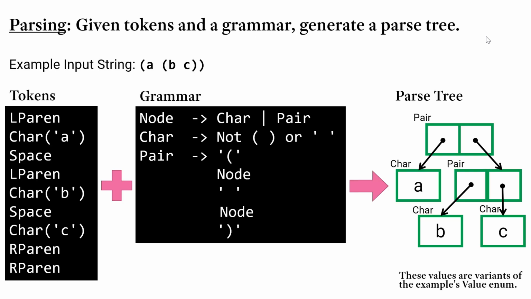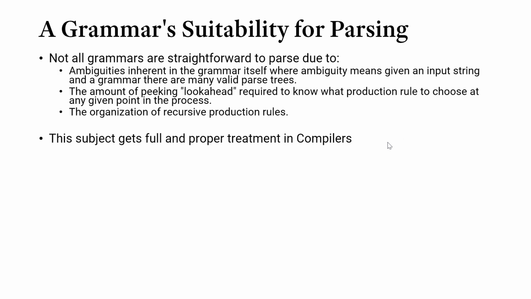A quick example of that is in our grammar here. If we needed to make a node from this rule, how do we know whether we're trying to get a char out of this node or a pair out of this node? Well, we look ahead one character and if it's an open parenthesis, we know it's going to be a pair. If it's not, then it's going to be a char. And if it's a closing parenthesis or a space, we know we've got some kind of error, right? We only need to look ahead one token in order to know which rule to apply next. And so this is the idea of look ahead.